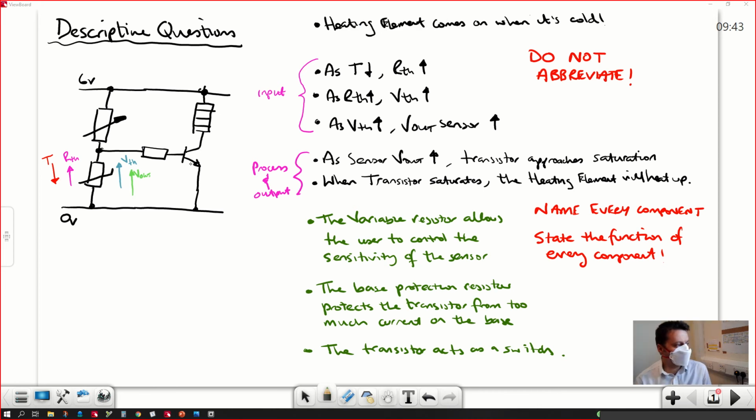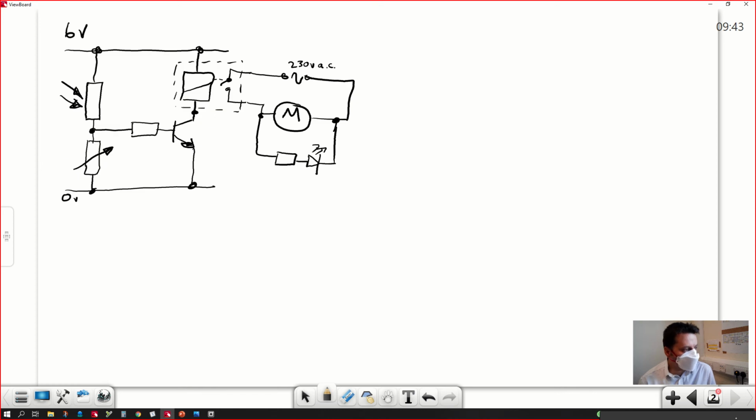You know, it's possible that you would see circuits that looked a bit more complex than that and had more stuff in them. So here's another example. Now it's still based on the same knowledge though.